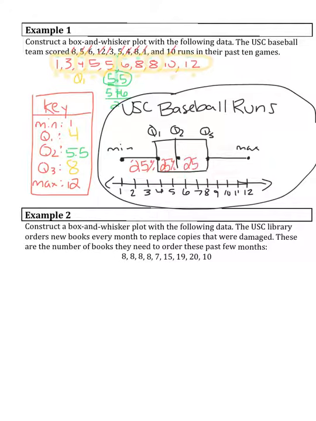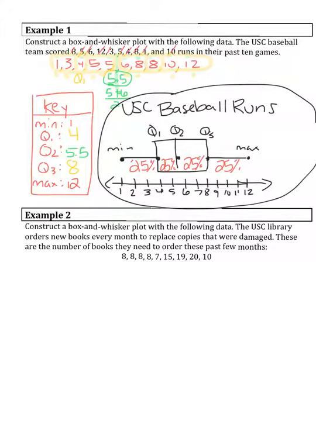25% of the data is between 5.5 and 8, and 25% of the data is between 8 and 12. That's why we call them quartiles. So 50% of the games the USC baseball team had between 4 and 8 runs, including those amounts. 75% of their games, they scored 4 or more runs. So I can get that information by knowing that these are quartiles.